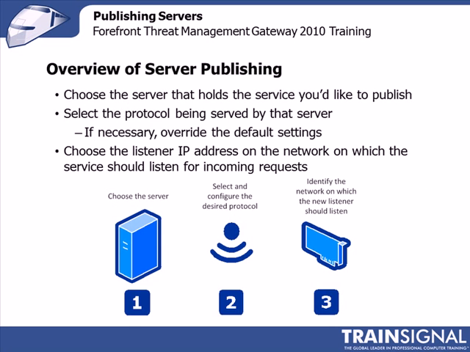When it comes to server publishing, there are three major 30,000-foot view steps that have to be taken. First of all, you have to choose the server that holds the service you'd like to publish. Next, select the protocol being served by that server that you want to publish. If necessary, you can override the default protocol settings. Next, you have to choose what's called a listener IP address on the network on which the service should listen for incoming requests. Simply put, this is the external internet-based IP address to which users will connect to access that internal resource.